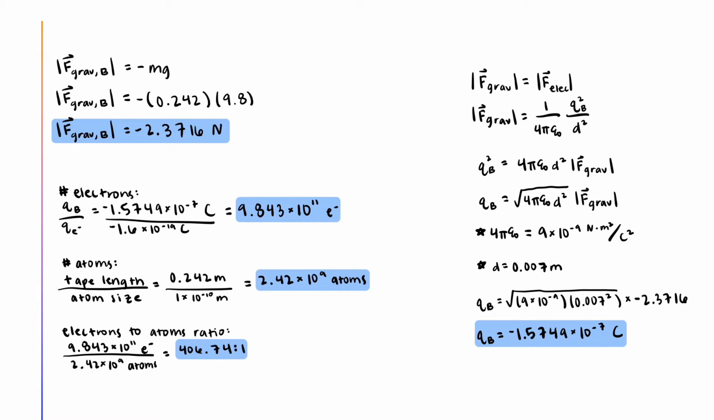Then to find the number of electrons, we divide our charge by the charge of one electron and find that we get 9.843 times 10 to the 11 electrons in this tape. And then to find the number of atoms in this tape, we divide the tape length, that's 0.242 meters, by the size of an atom. And we find that there's 2.42 times 10 to the 9th atoms. And then to find the electrons to atoms ratio, we just divide the number of electrons by the number of atoms and find that for every atom, there's approximately 406.74 electrons.